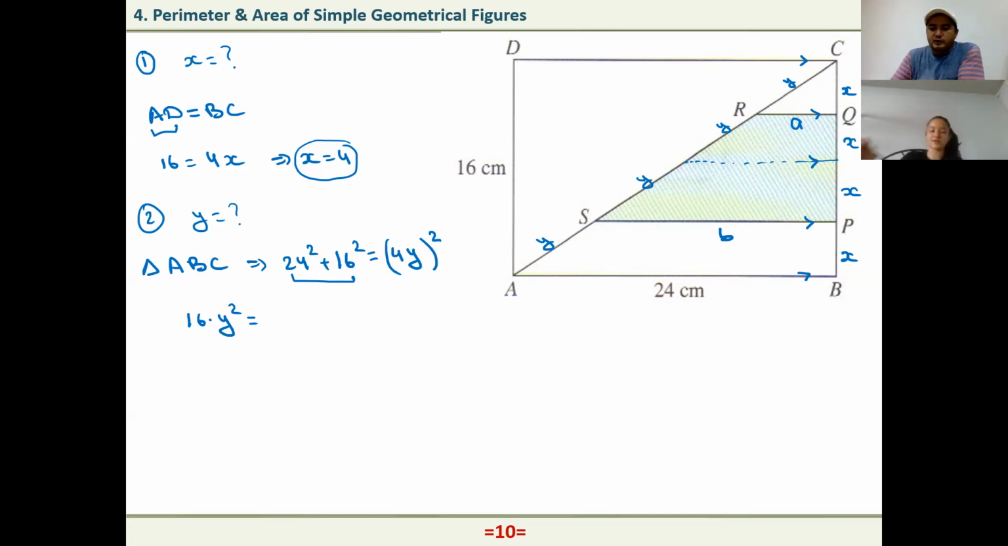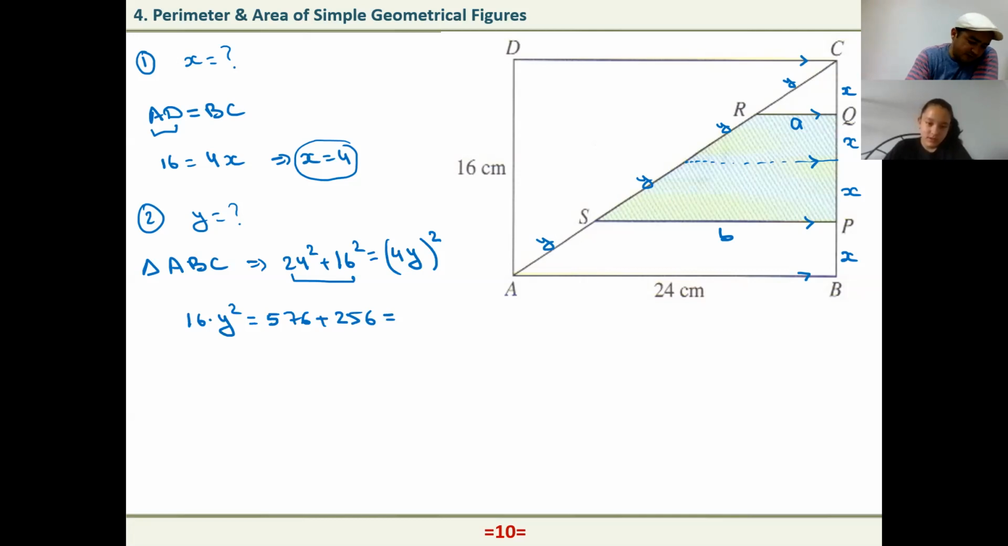But Shahina, some square numbers, small numbers, you should actually know this. What is 24 squared? Do you know? 576. Plus, what is 16 squared? 256. So that is equal to, now we can add them together. What is 576 plus 256? What is it? 832.